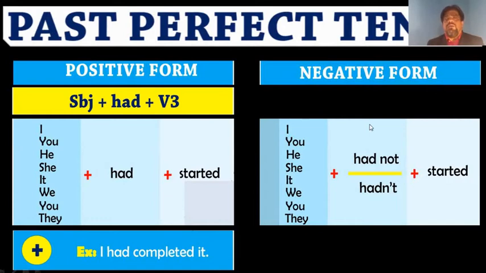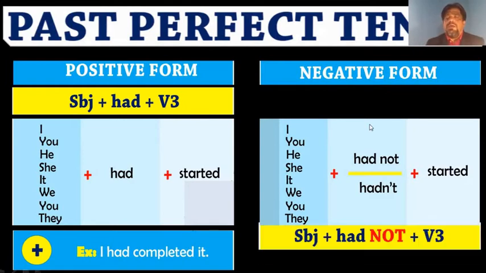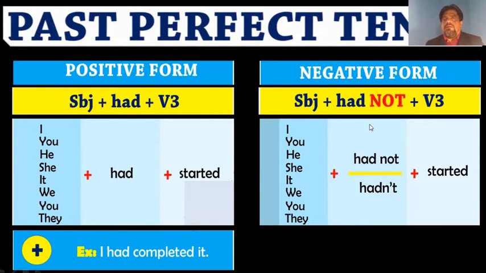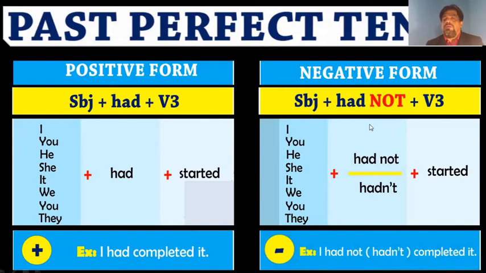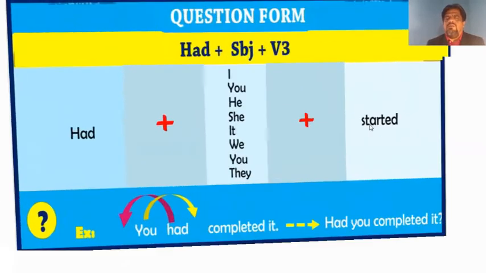Again, we must use the contracted form, hadn't. Then we write the past participle. Both should be present, visibly present there in the past perfect tense. Had as well as, in the negative sense, had not or hadn't, and a V3. Both V3 as well as had. Alone will not be sufficient. I hadn't started or I had not started. You hadn't started or you had not started. Or they had not started or they hadn't started. Or we could say I had not or I hadn't completed it. And this is very easy to understand.